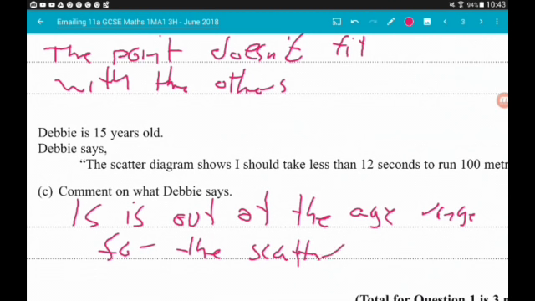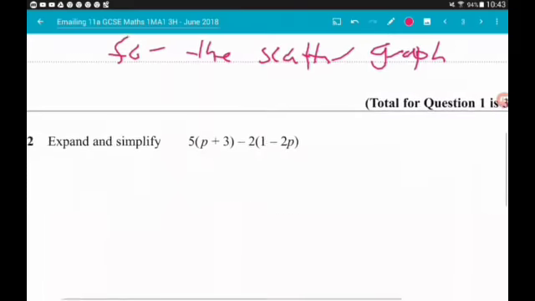If we think about that, the time it takes people cannot keep decreasing, because then you would get down to silly times like 1 second or 2 seconds. So it's going to get to a point where everyone roughly is starting to run it in the same amount of time. So really, the scatter graph doesn't show us information for 15-year-olds, so that's not reliable.